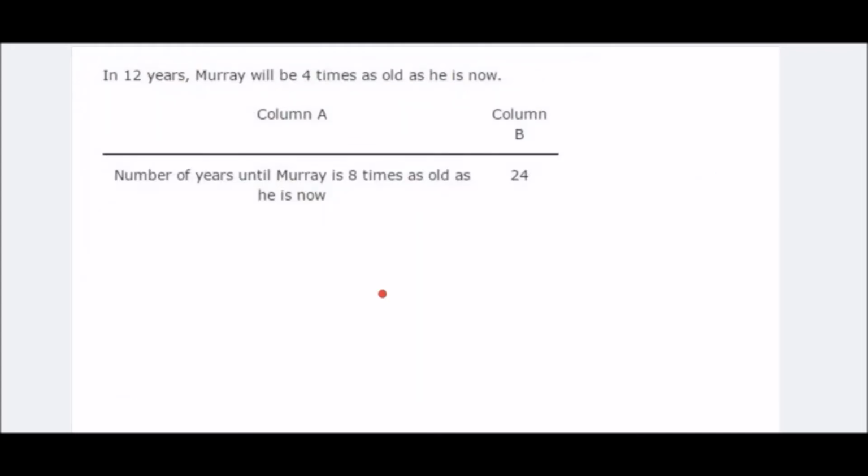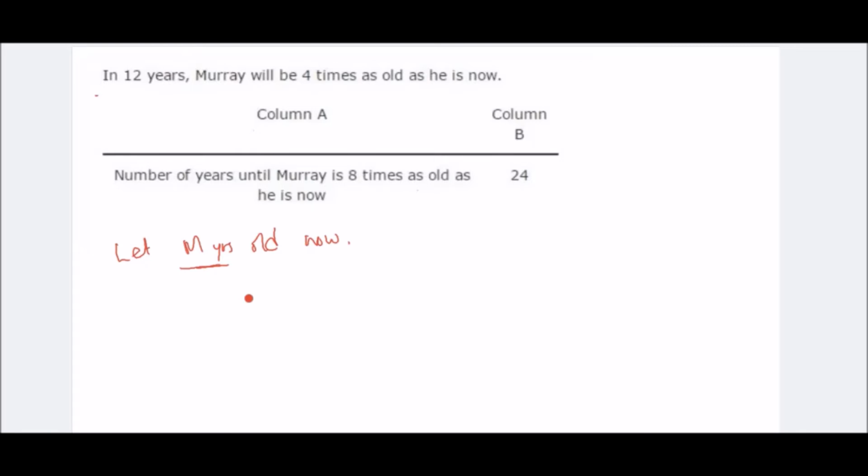Our next question is, in 12 years, Murray will be 4 times as old as he is now. So for column A, we have to find out the number of years until Murray is 8 times as old as he is now. So let's consider Murray is m years old now.